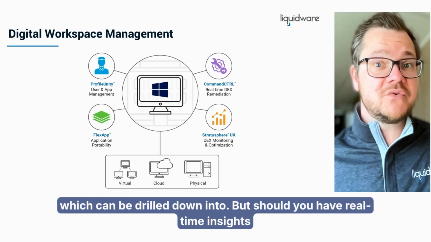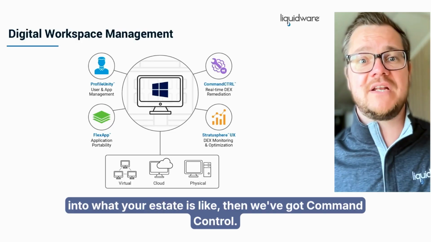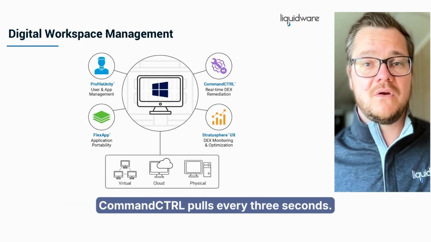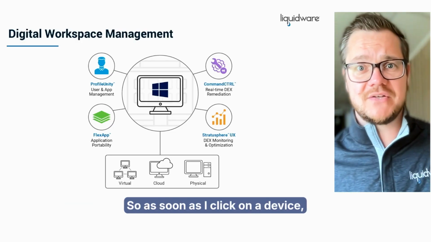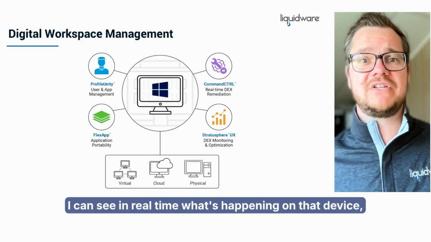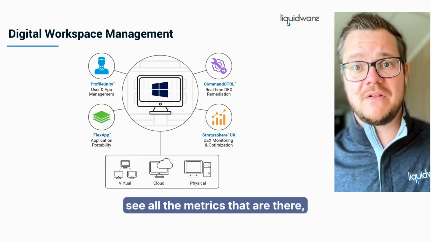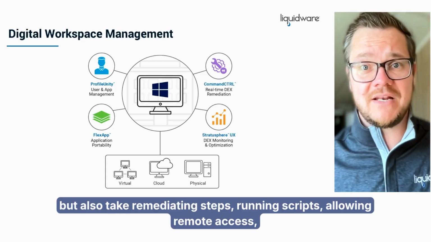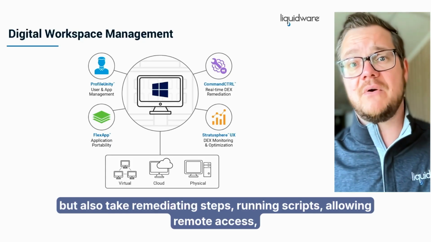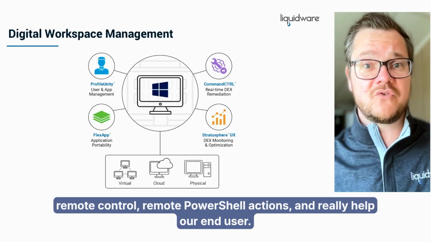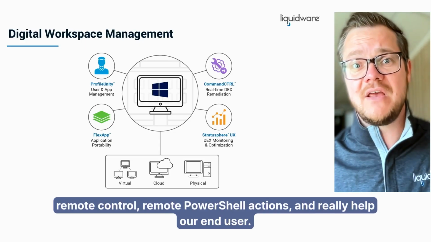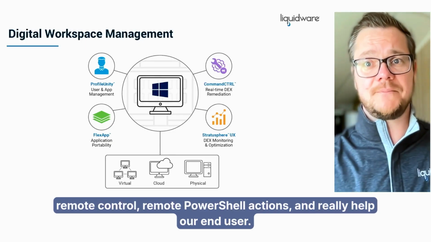But should you want real-time insights into what your estate is like, then we've got CommandCTRL. CommandCTRL polls every 3 seconds, so as soon as I click on a device, I can see in real time what's happening on that device, see all the metrics that are there, but also take remediating steps, running scripts, allowing remote access, remote control, remote PowerShell actions, and really help our end user.